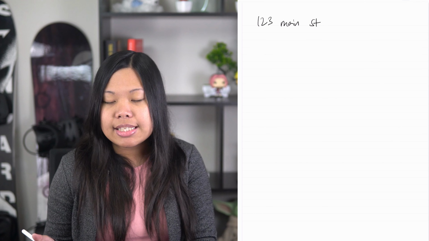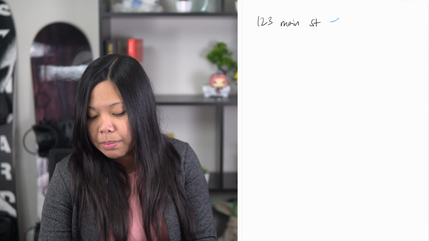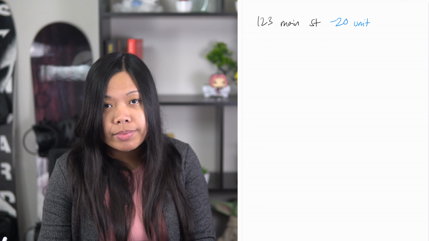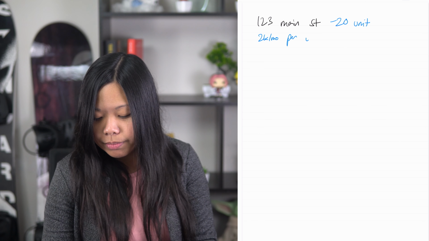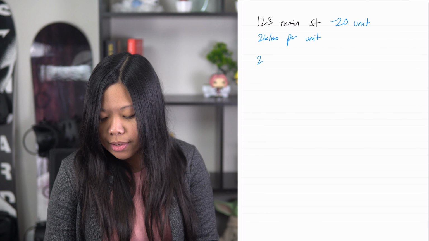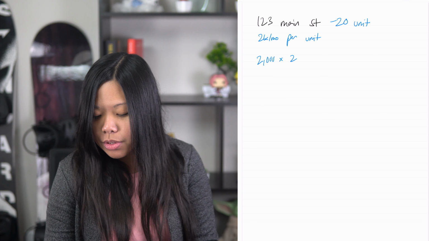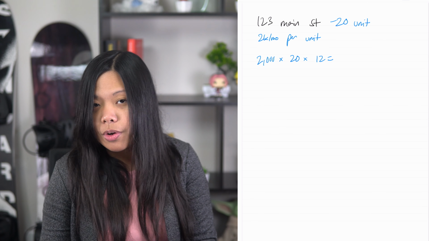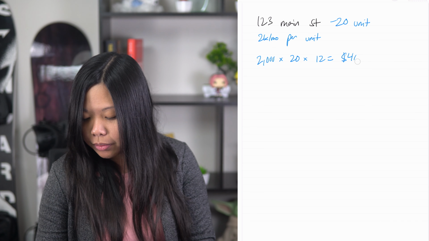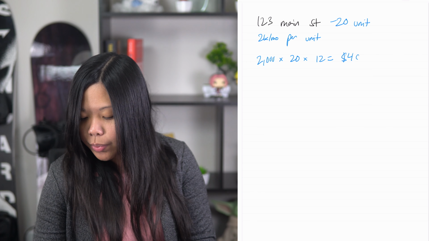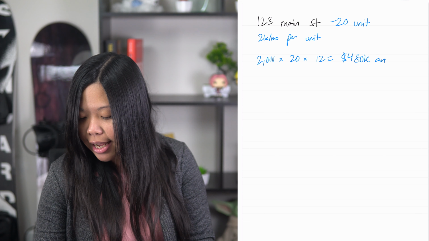So let's just say that 123 Main Street, as we remember, is a 20 unit property. Let's say that they're getting $2,000 a month per unit. And so if we multiply 2,000 a month times 20 units times 12, we get $480,000 in annual income.